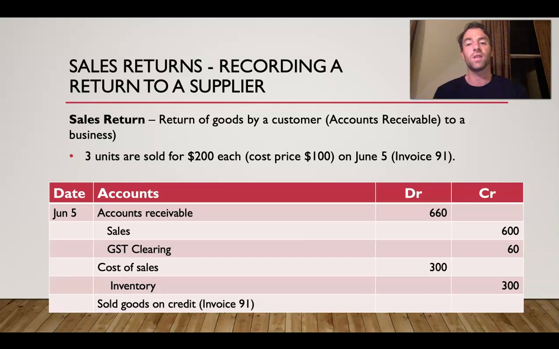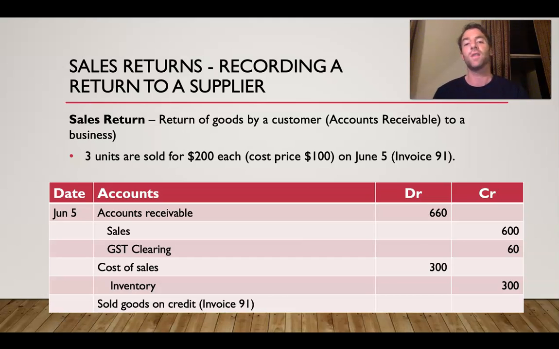Where did we get the $660? Because we have sold 3 of them for $200 each, and there is also GST associated with this, $20 of GST for each of these units. We then have revenue of $600 because we don't get to count the GST as revenue, but we've sold 3 for $200, so we have sales of $600. Sales is revenue. Revenue only ever goes up, and revenue going up is a credit.